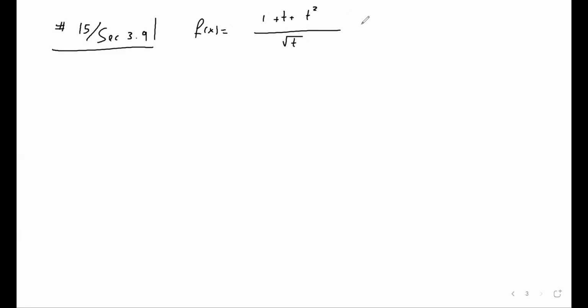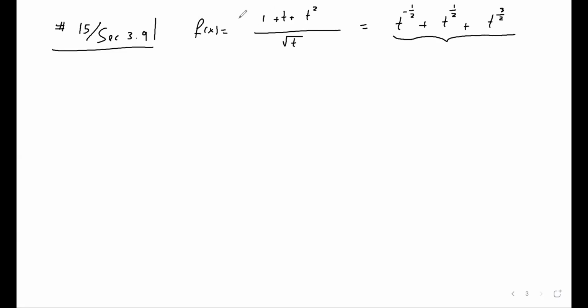So problems like number 15 of section 3.9, and let me copy the problem very quickly. f of x is equal to a fraction, 1 plus t squared divided by the square root of t. So this is equal to 1 over square root of t, which is t to the negative 1/2, plus t over square root of t, that's t to the 1/2, plus t squared over square root of t, which is t to the 2 minus 1/2, or 3/2.